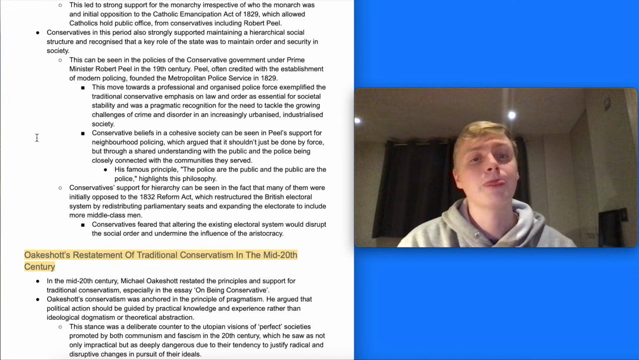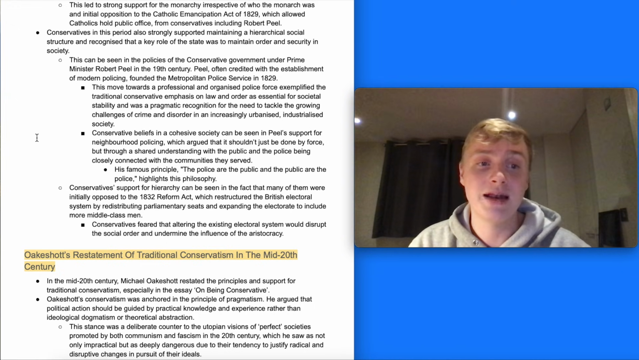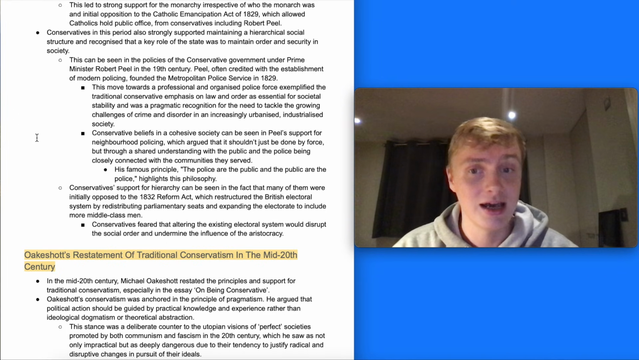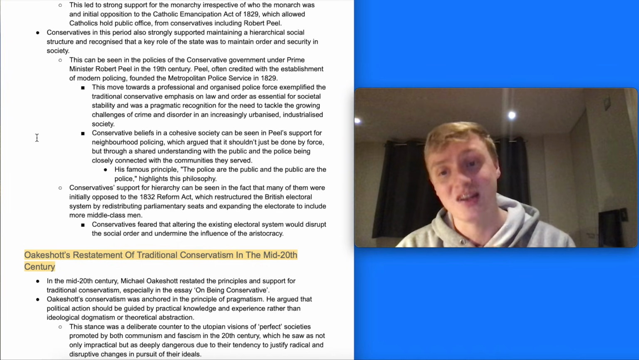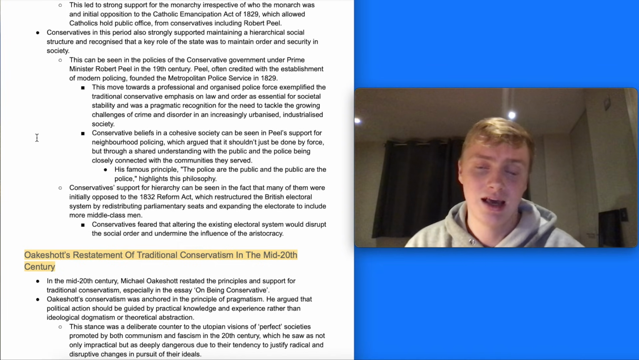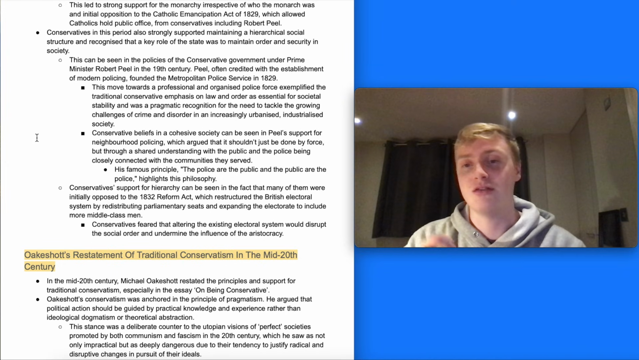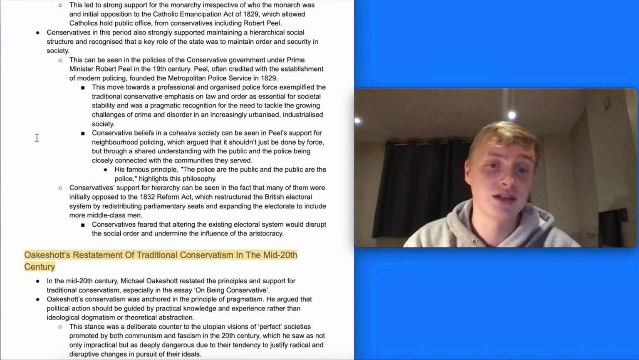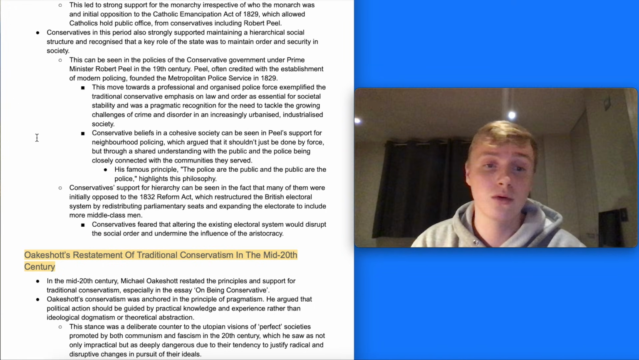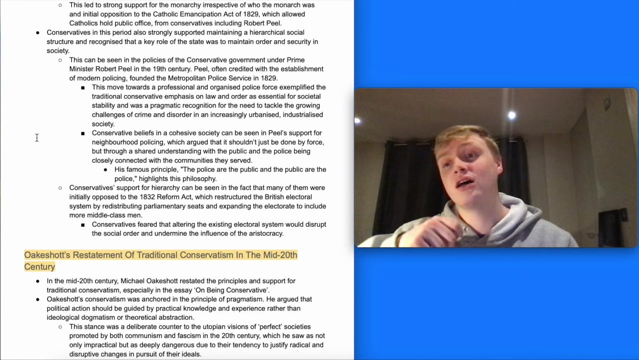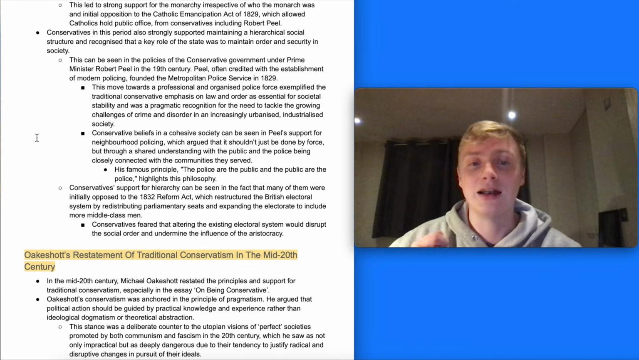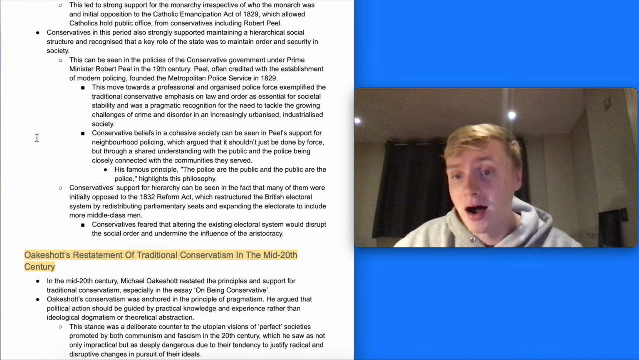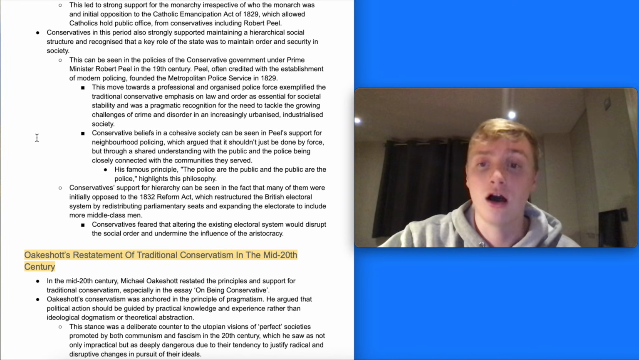And then conservative support for hierarchy can be seen in the fact that many of them initially opposed the 1832 Reform Act, so they eventually have to accept it, and actually later, One Nation conservatism, Disraeli implemented the Second Reform Act as an articulation, and it can be seen as a really good example of changing to conserve. But initially, the traditional conservatives in the early 19th century were really opposed to it because they thought it was really threatening and changing society and altering it, which could potentially disrupt the social order, undermine the influence of the aristocracy, and therefore undermine hierarchy in society.